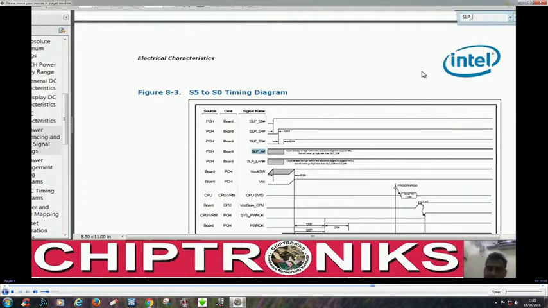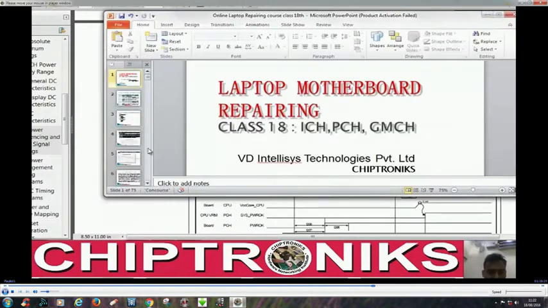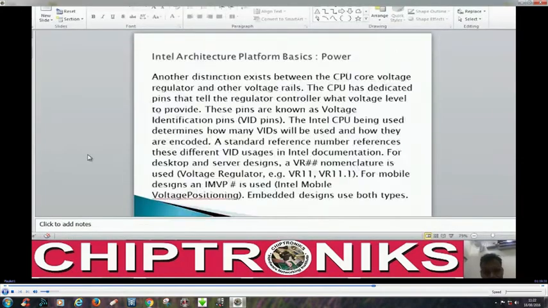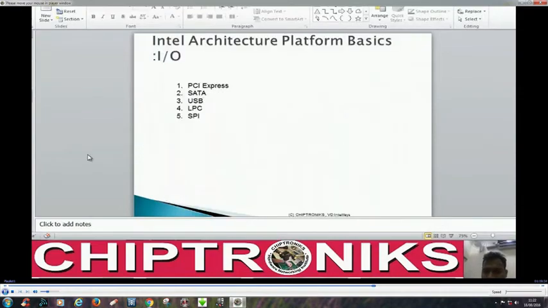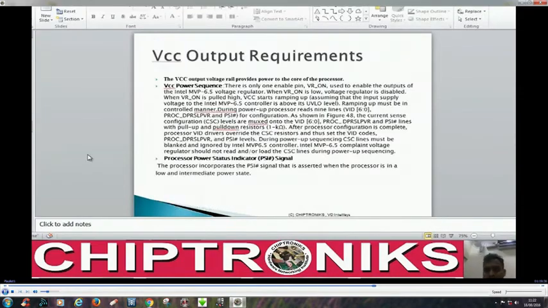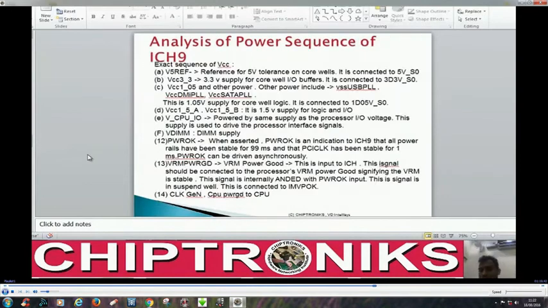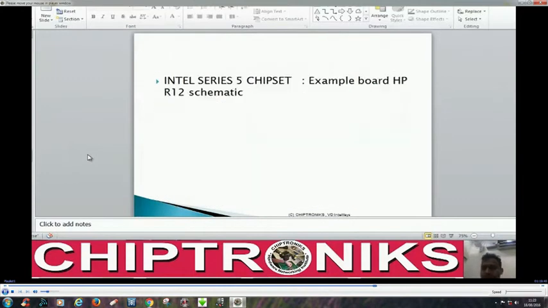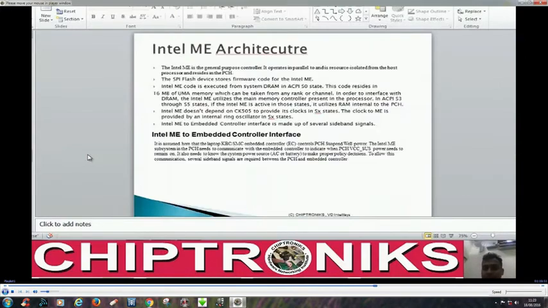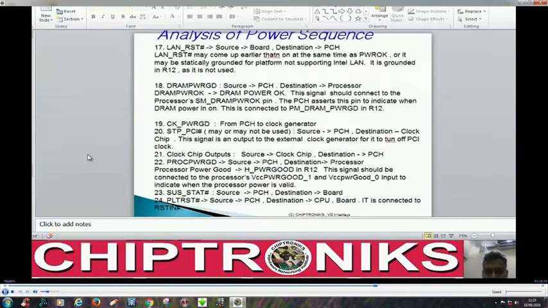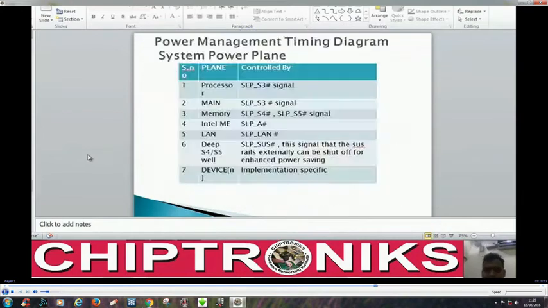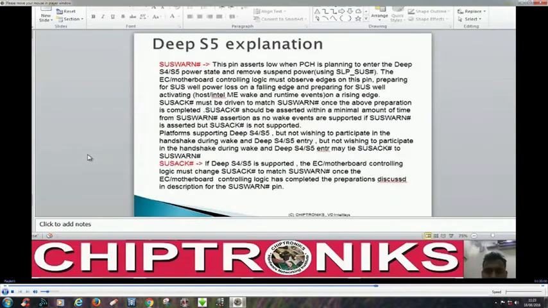Let's see the definition of SLP underscore A, and let's go to our presentation for this class. I have mentioned very important points. We must always correlate the various kinds of boards to analyze, because not everything is written explicitly in the data sheet. In the data sheet everything is there, but some are implicit meanings, so we have to correlate. Let's go, and you can see SLP underscore A.